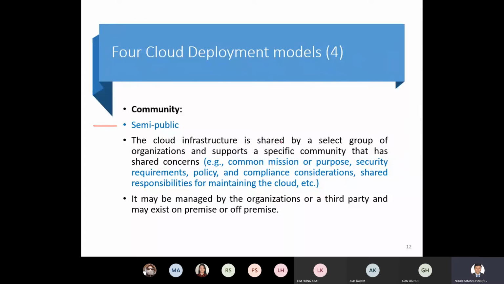The cloud infrastructure is shared by a select group of organizations, as in the example we just gave, but not by anyone. So the community one is not fully public and not fully private. It is in between, while private is fully private and public is fully public. This is the major difference among them. The community has shared concerns and common missions. Those organizations have common missions, common purpose, common security requirements, policies, compliances and considerations, and that is normally called the community.